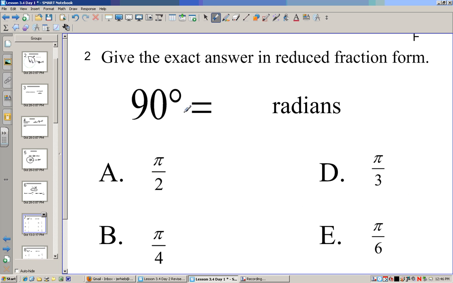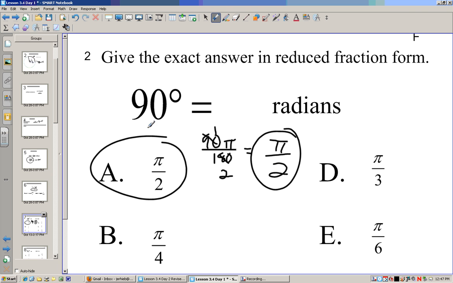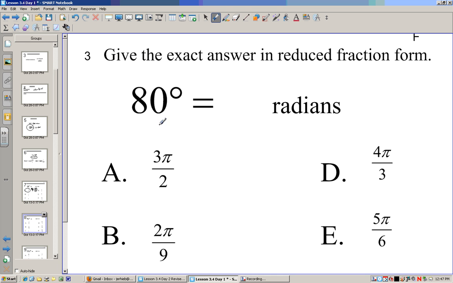So 90 degrees. If I wanted to find out what 90 degrees is in radians, I take 90 times pi, divide it by 180. And now I simplify this. 90 over 180 is 1/2. So this just turns into pi over 2, which is A. 80 would be 80 times pi divided by 180, we can divide by tens. Then we can divide these by 2, so it would be 4 pi over 9. 4 pi over 9 is my solution, and that's F.